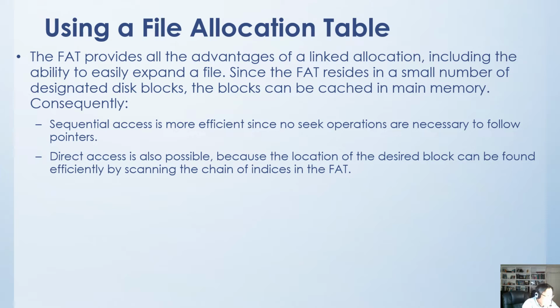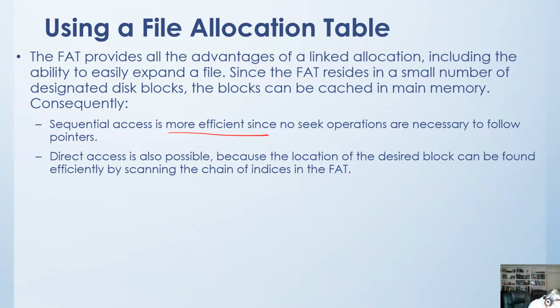So the FAT provides all the advantages of a linked allocation, including the ability to easily expand a file. Now, since the FAT resides in a small number of designated disk blocks, the blocks can be cached in main memory. Consequently, sequential access is more efficient, since no seek operations are necessary to follow the pointers. So instead of using pointers, we use the index table.